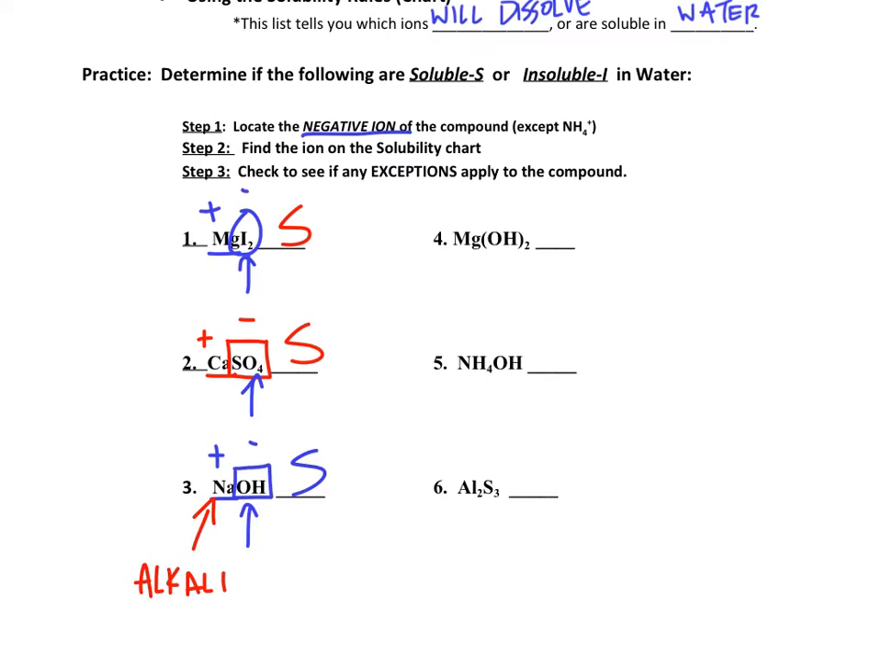Okay, let's look at number 4, magnesium hydroxide. So magnesium is my metal. It's listed first. It is a metal. It's a positively charged ion. OH, this is hydroxide. This is my negatively charged ion, so this is what I'm looking at, hydroxide. It's bonded with magnesium, so is magnesium one of the exceptions? No. Therefore, this is an insoluble compound.